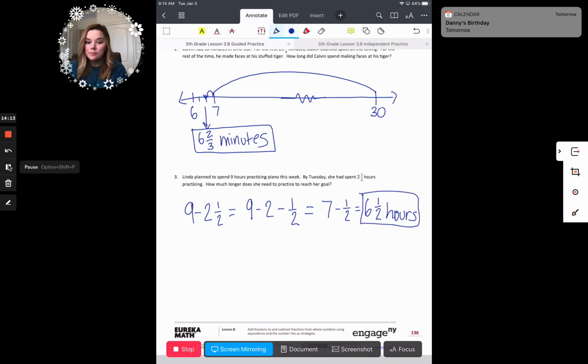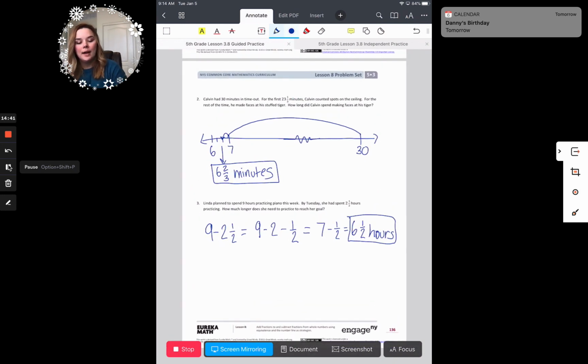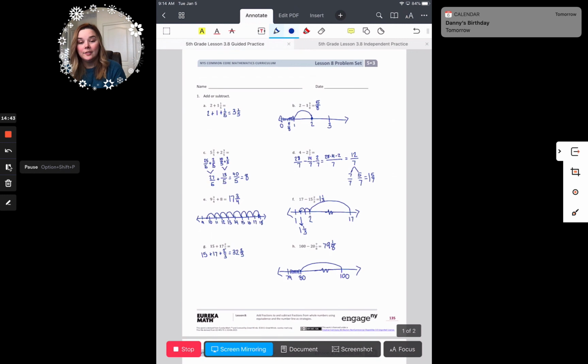So what we did there was we took our 2 numbers, our 9 and then our 2 1/2, and we broke that up into 9 and 2 and 1/2, and then subtracted each of those. So we're subtracting 9 minus 2, that gave us 7, and we subtracted 1/2 and we got 6 1/2 hours. We can check all of these by adding them back together. So that is lesson 8.